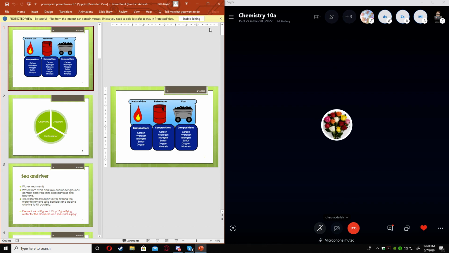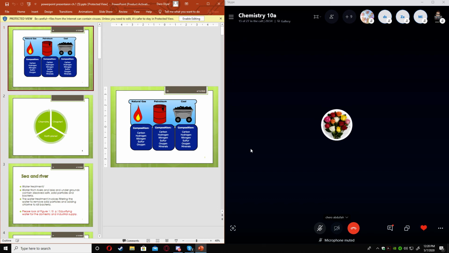Okay, so you have natural gas, and the composition of this natural gas is carbon, hydrogen, nitrogen, sulfur, and oxygen. Please be very careful that you should know all the composition of these natural gases, okay? And mostly they are from carbon and hydrogen. That's why we call them hydrocarbon. And also they consist of nitrogen, sulfur, and oxygen.